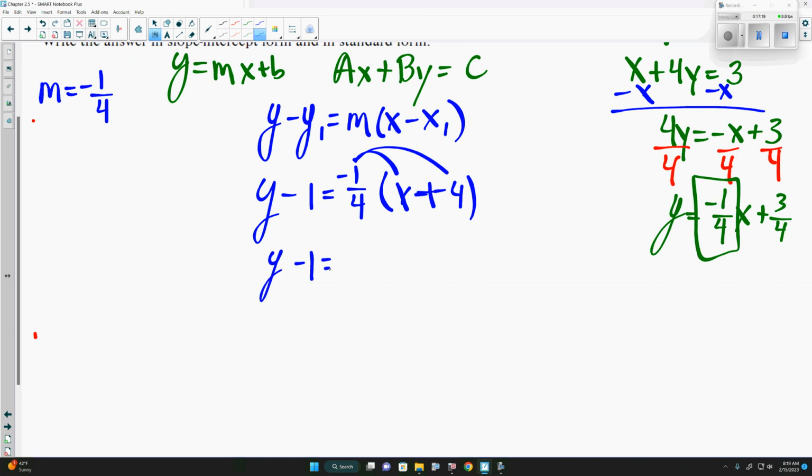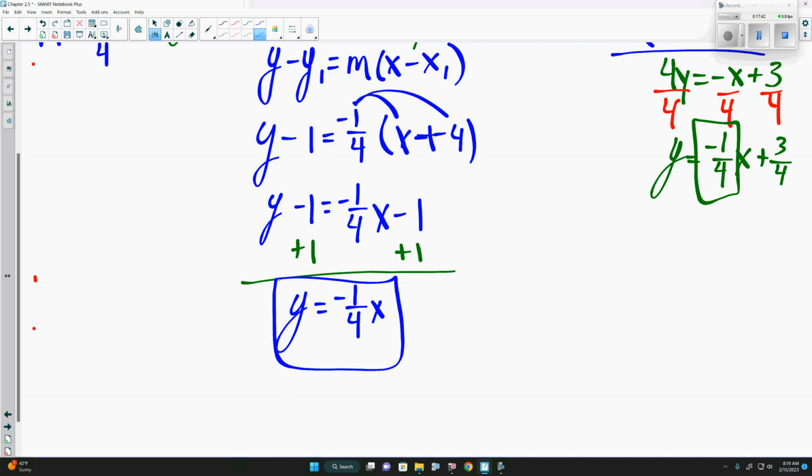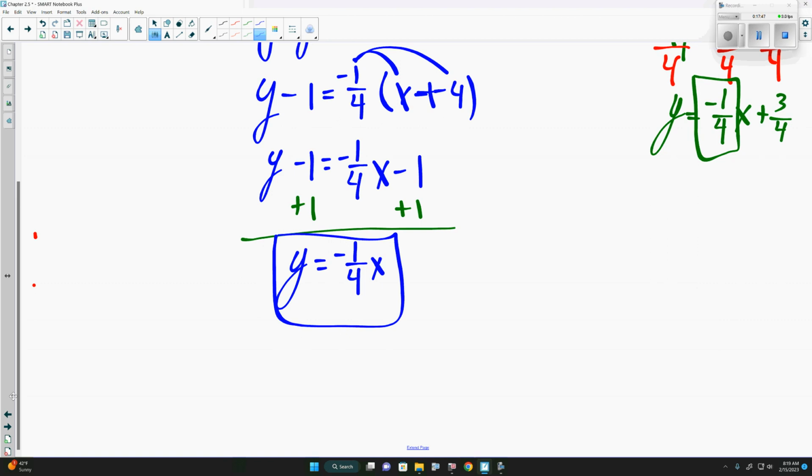and we're going to distribute the negative 1/4 through. So we have y minus 1 is equal to negative 1/4 x. Negative 1/4 times positive 4 is negative 1. At this point here, we need to add 1 to both sides, telling us y is equal to negative 1/4 x. Any questions on how we got it into point slope form? Or not slope, point slope, slope intercept form?